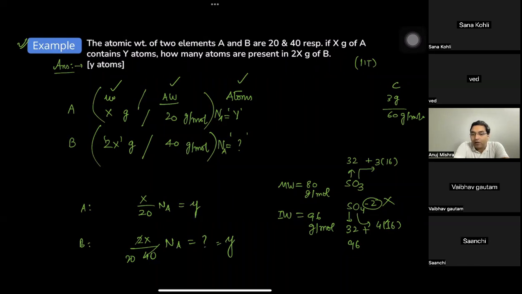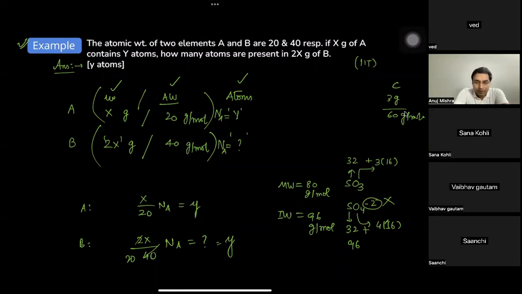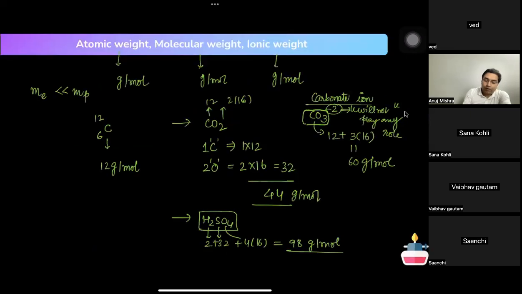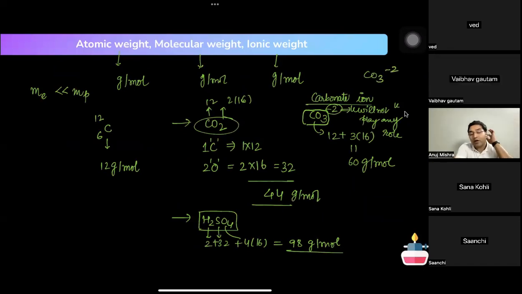Ved, you can unmute and ask. Can you explain what is the difference between molecular weight and ionic weight? See, molecular weight is the weight of a given molecule. CO2 is a molecule, and CO3 minus 2 is an ion, right? So the difference between a molecule and an ion is what?